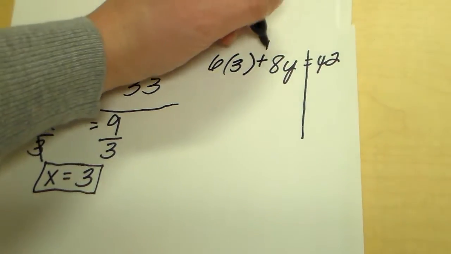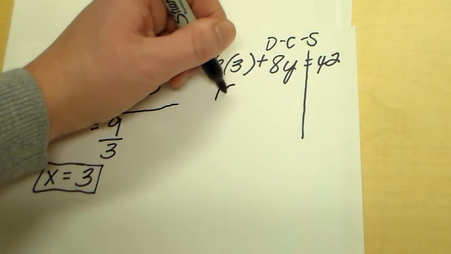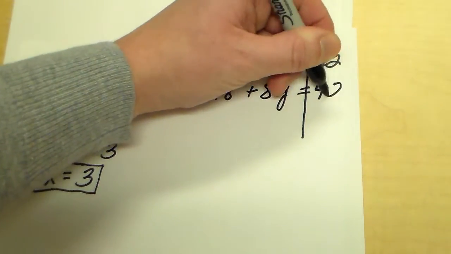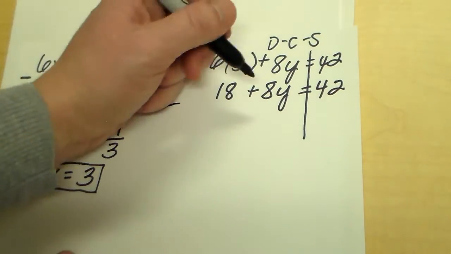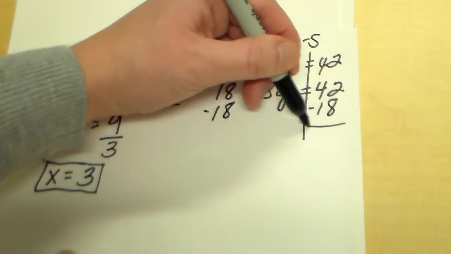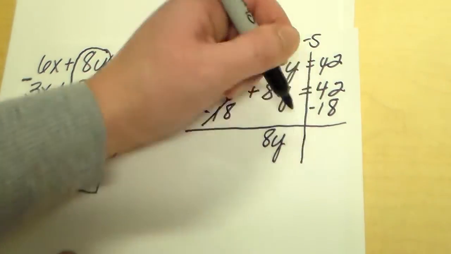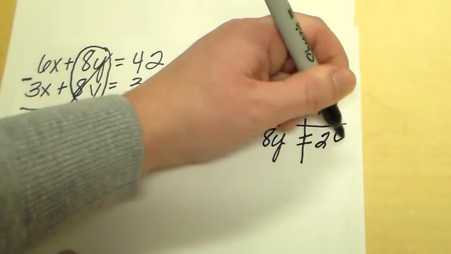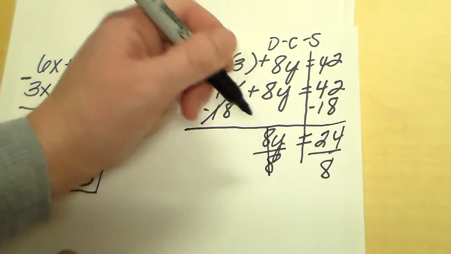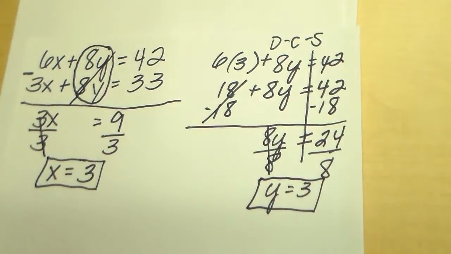Think of DCS: distribute, combine, solve. So distribute: 6 times 3 is 18, plus 8y equals 42. Two-step equation. To get y by itself, I have to subtract 18. I'm left with 8y equals 24. Final step, divide by 8. y equals 3. And that was the answer that we got in class today for this problem.